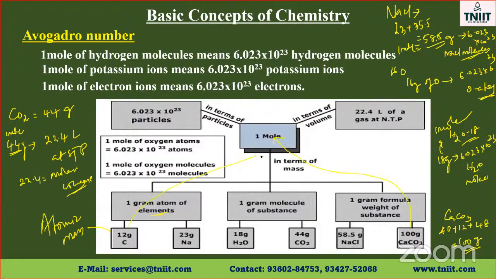In terms of elements, it is atomic mass. In terms of molecules, it is molecular mass. And in terms of compounds, we need to take formula mass. So the sodium chloride, 58.5 grams, contains Avogadro's number. Therefore, it is called 1 mole. So I hope that you followed. Are you following?